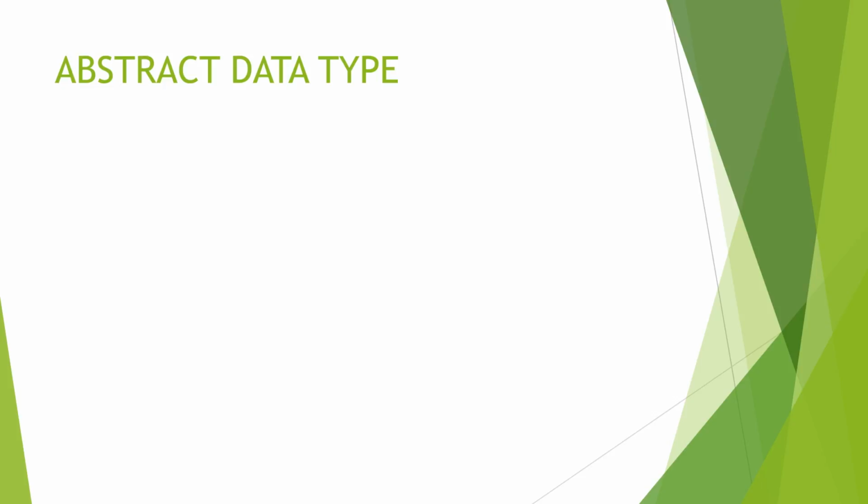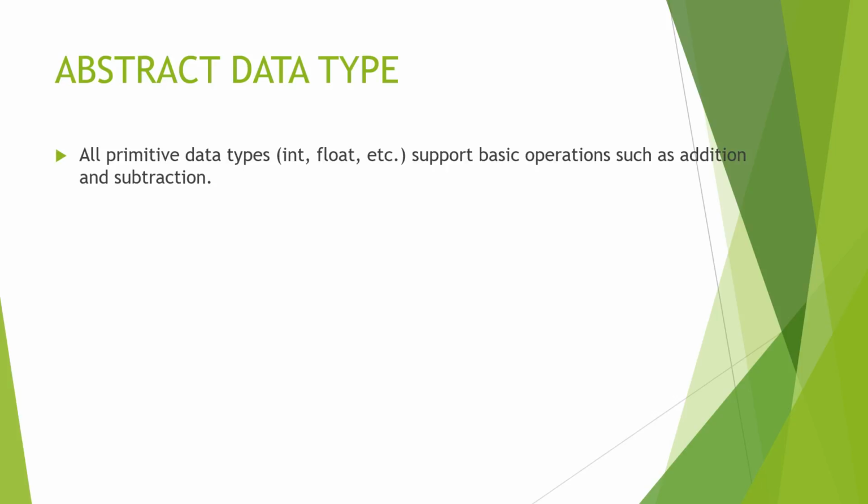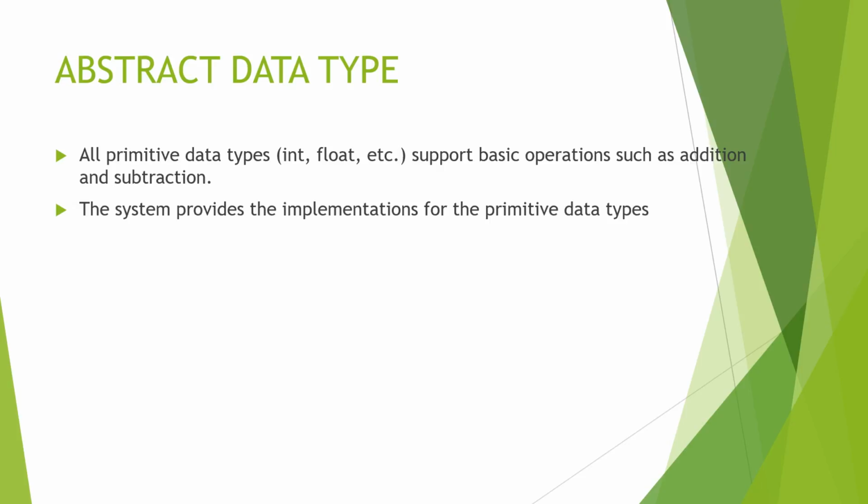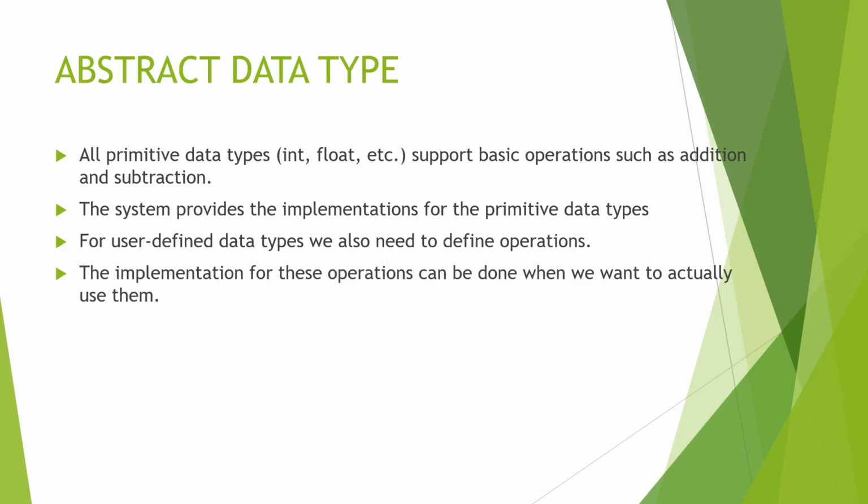When you are studying data structures, you may come across the term abstract data types quite often. Before defining abstract data types, let us consider the system defined data types. We all know that by default all primitive data types, that is int, float, etc., support basic operations such as addition and subtraction. The system provides the implementation for the primitive data types. For user defined data types, we also need to define operations. The implementation for these operations can be done when we want to actually use them. In general, user defined data types are defined along with their operations. That means we have to specify the operations and also implement them if we need.